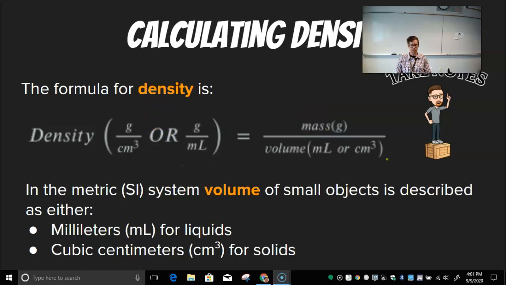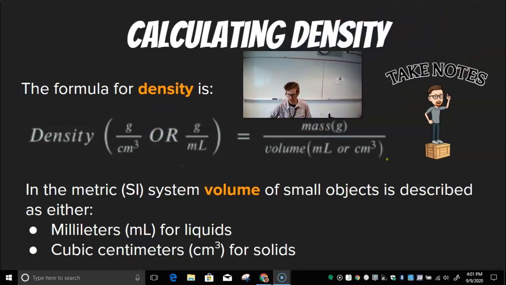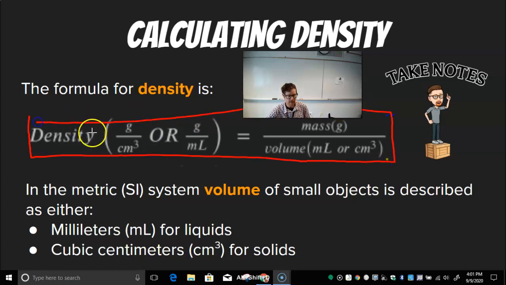First up, we need to know this formula. This is important. Let's take notes specifically on this formula right here. Density, and units are either grams per cubic centimeter or grams per milliliter, is mass divided by volume. Notice that we have units for mass being grams, units for volume being either milliliters or cubic centimeters. If we do the same thing with the numbers that we do with the units, we end up with these units: grams divided by milliliters here, or grams divided by cubic centimeters. So that's how the units work. To find density, you just divide mass by volume.